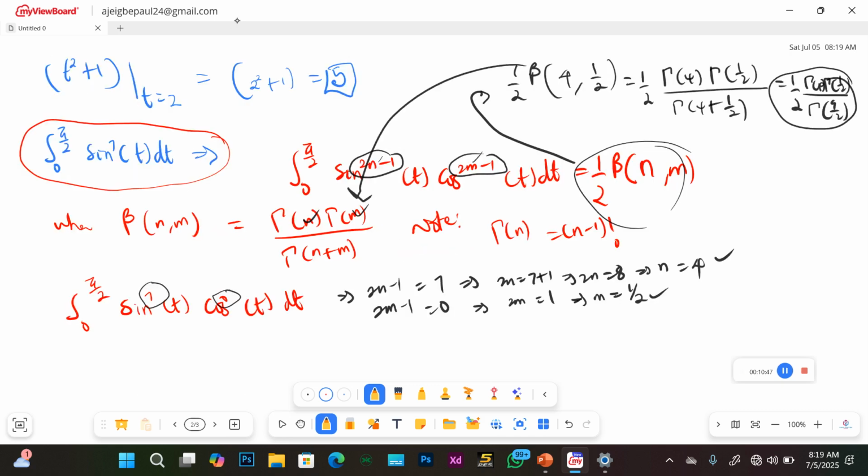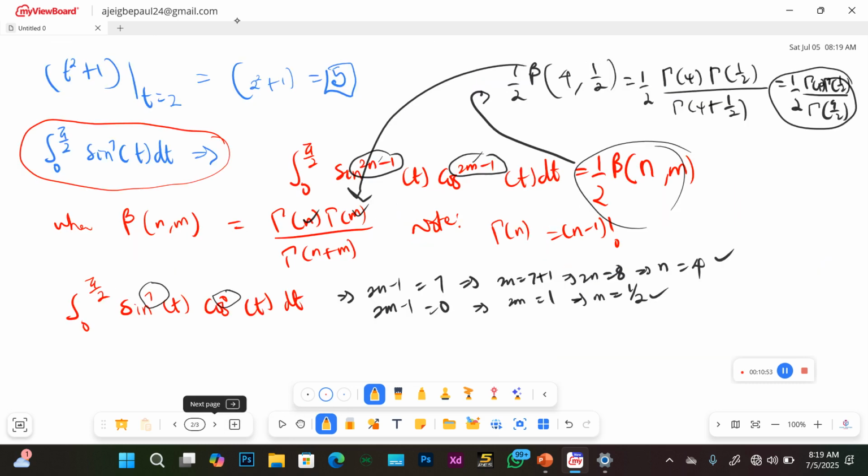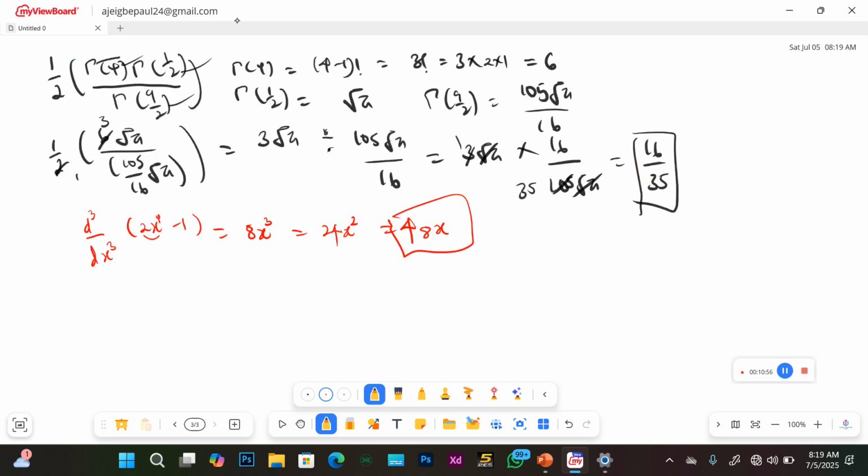Now the next part will be this summation. Let me use the blue marker for that. So that summation is the summation of n from 0 to 1 of d dx of x raised to the power of 2n. So before you can take the summation, the first thing is to differentiate with respect to x.